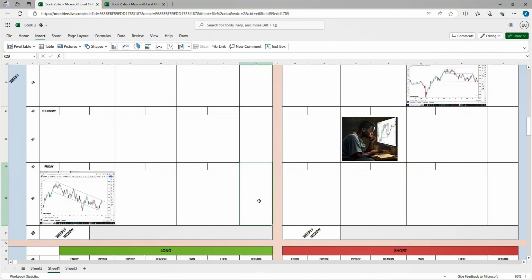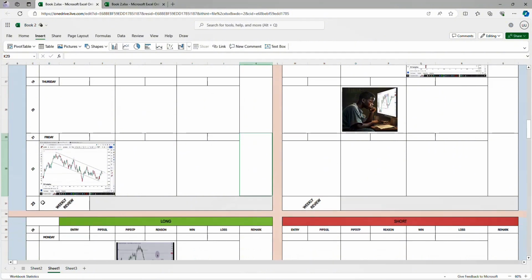okay? Now, at the end of that week, you are going to come here, weekly review. How many buy trades did you take? Only 2 buys or 3 buys. How many did you win in those 3 trades? Maybe 2, maybe 1. You are going to write here. This week, I took only 2 buy trades and I won 1.